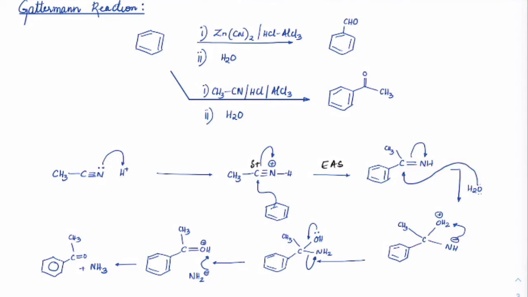The imine form on hydrolysis: H2O will attack here, so we will get this as OH2. NH minus will take away H plus from here and become NH2. Got it? I have skipped one step here. First, there is HCl present that will be coming here. Then OH will try to close the bond, and this NH2 which is forming will take away H plus and become NH3. And finally, we will have C double bond O. That's how the Gattermann reaction works.